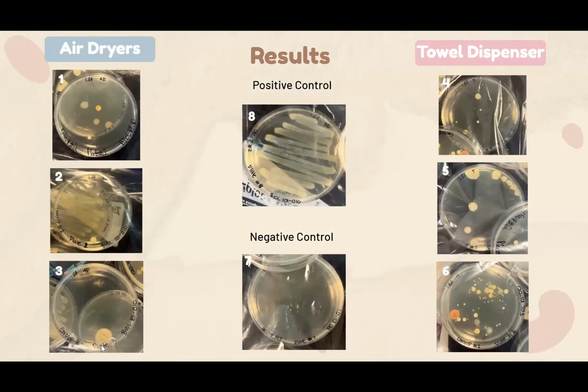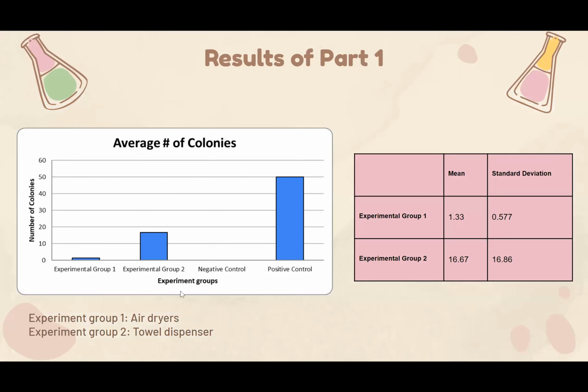So here we have our air dryer agar plates on the far left, and they averaged about 1.33 colonies. And then on the far right, we have our towel dispenser agar plates, which averaged about 16.67 colonies per plate. And then in the middle, we have our positive control, which had about 50 colonies, and our negative control, which had 0 colonies. So here's our graph that represents our results.